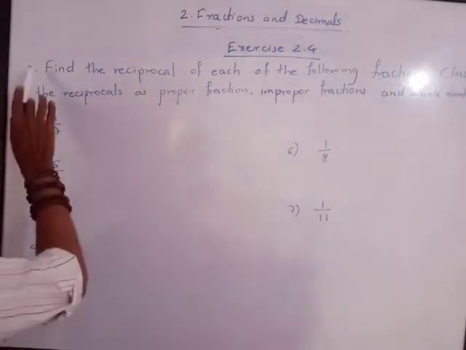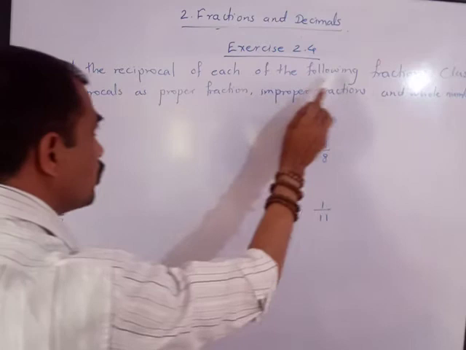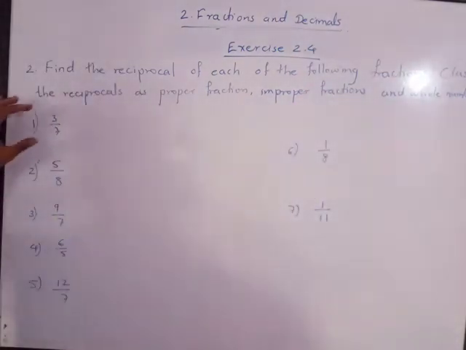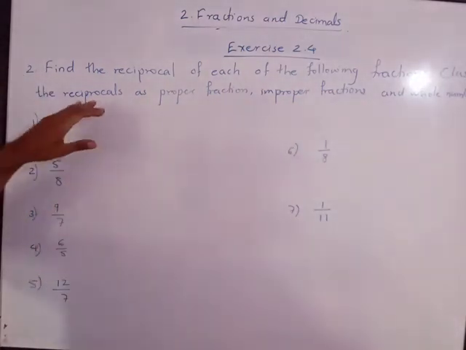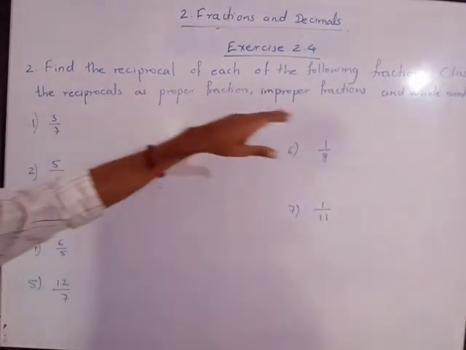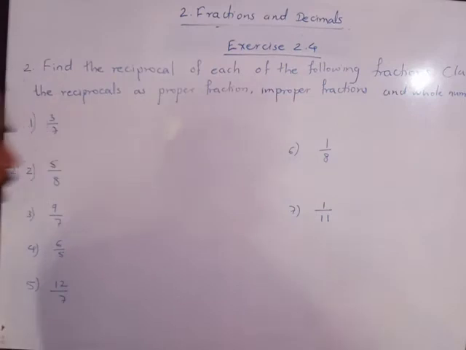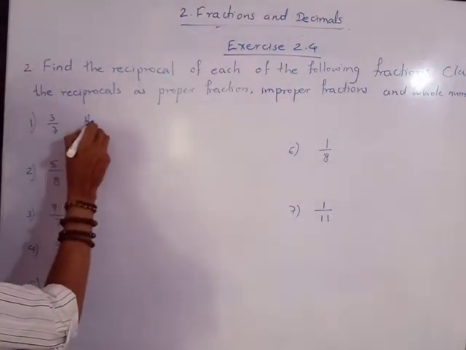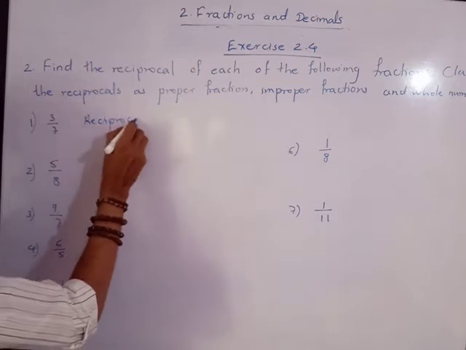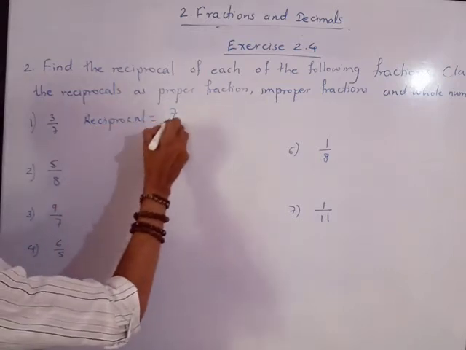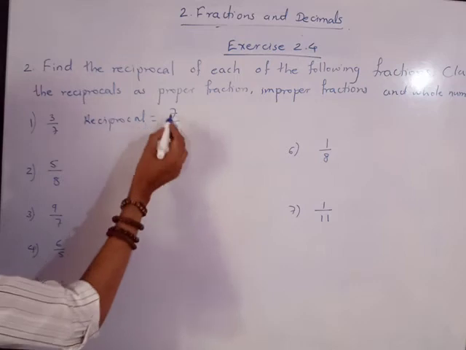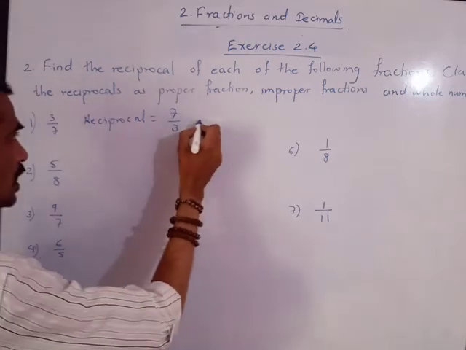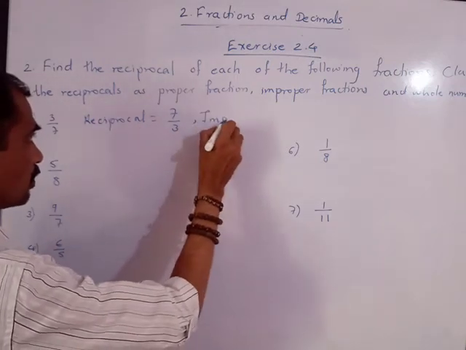Second question is find the reciprocal of each of the following fractions. So first we have to find the reciprocals of each of the fractions and then classify reciprocals as proper fraction, improper fraction or a whole number. Let us see. First is 3 upon 7. So reciprocal is 7 upon 3, and please note here numerator is bigger, so this is an improper fraction.